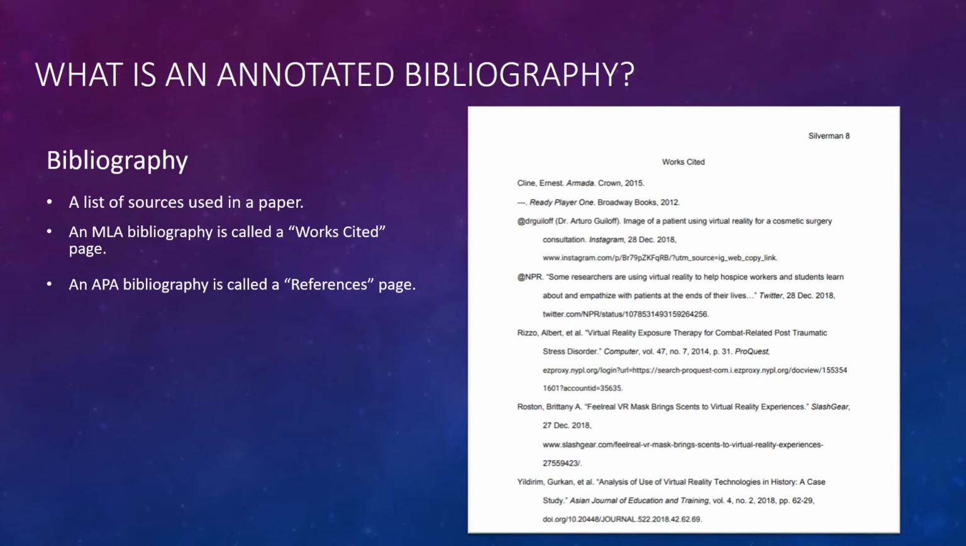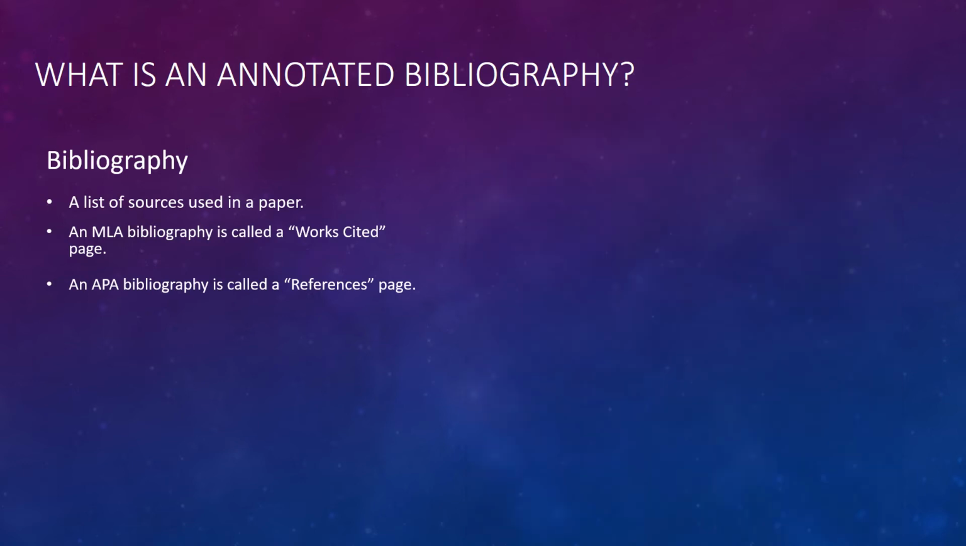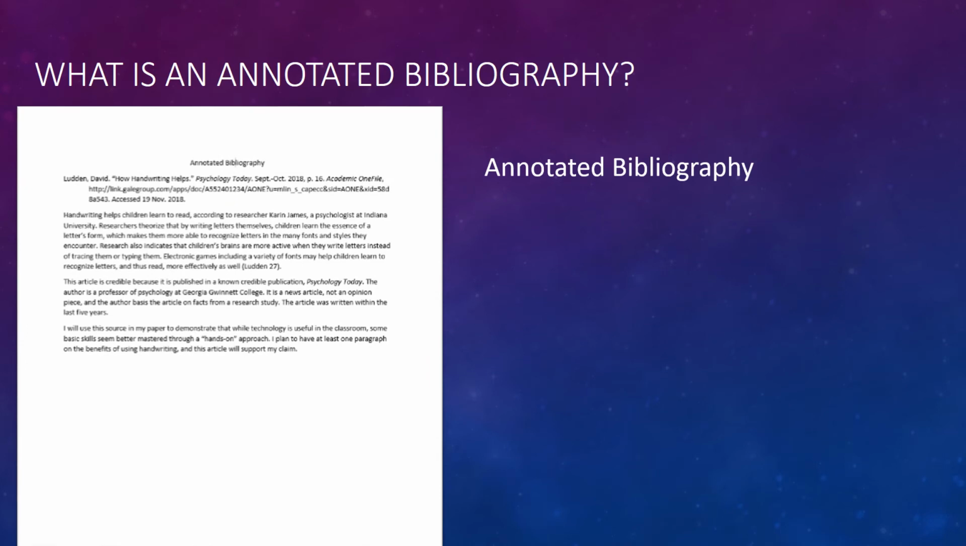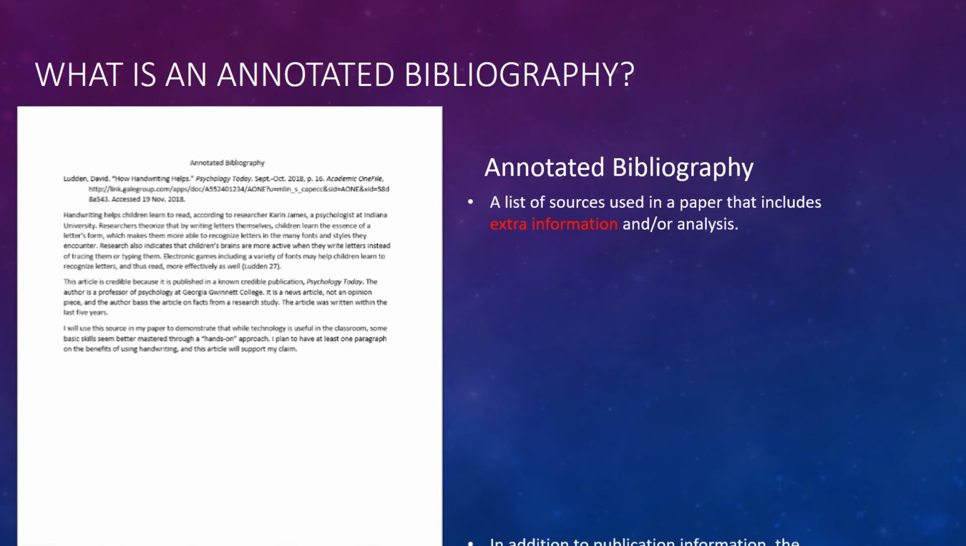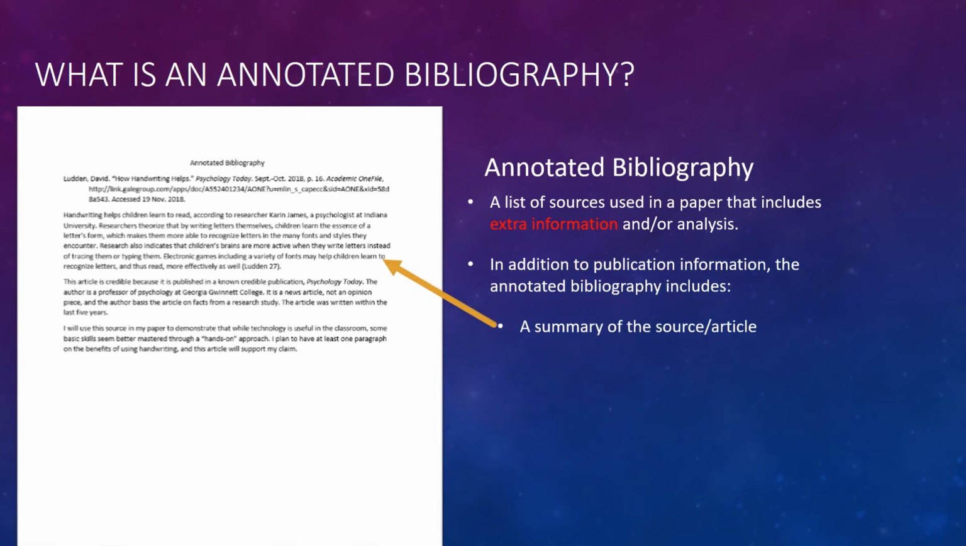Now, this is a little different than the annotated bibliography. The annotated bibliography, as you can see, includes extra information. So right here we have the works cited entry, but we also have some other information included. There is the summary of the source or the article that's included in the annotated bibliography.